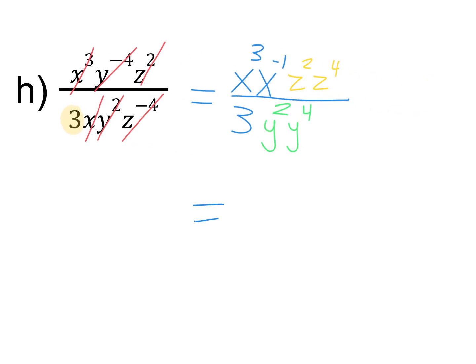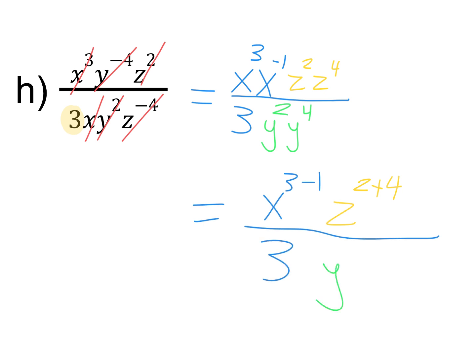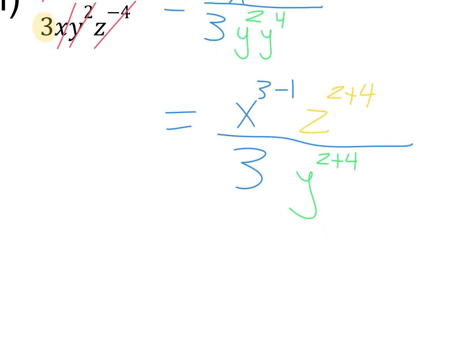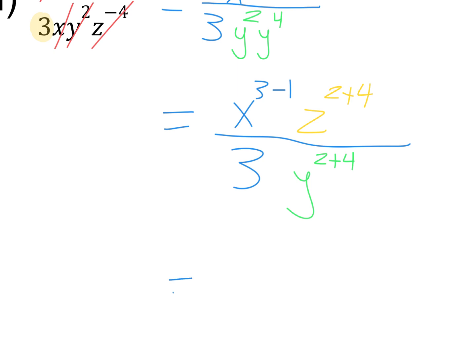So x to the third and x to the minus 1, so I will add those together in the numerator. And then same thing with the z's. So I have z squared and z to the 4th. So I will add 2 and 4. If I go to my denominator, I still have my 3. And then we have y, and then we add the exponents. All right, last step is just to combine those numbers and the exponents.